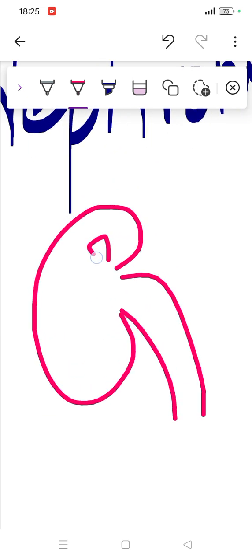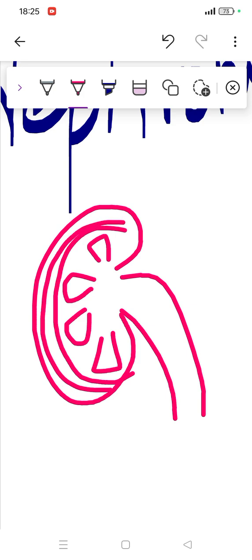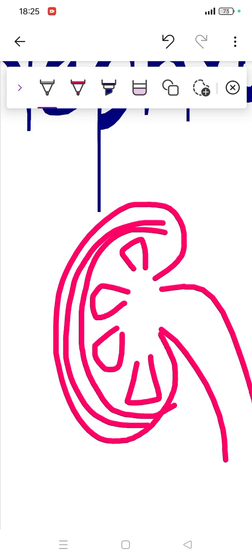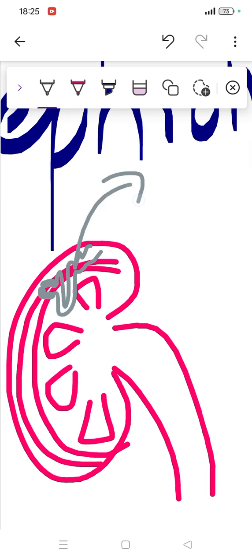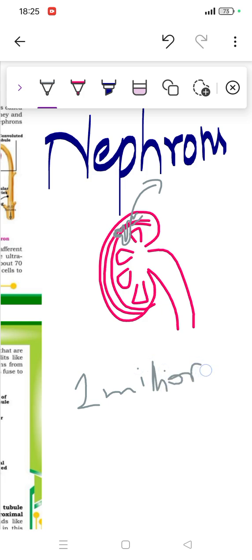Here we had the pyramids, the outer covering and inner covering, the medulla and cortex region, right? And here we have one more structure, the one that does the main functions. This is the nephron basically, which you'll find around 1 million in each kidney. So altogether, 2 million.